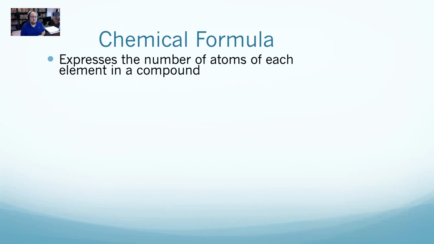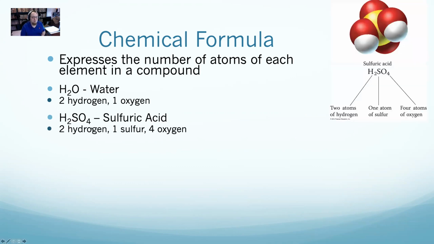Take, for example, water. Water is H2O. What that means is water is 2 hydrogens, 1 oxygen. I know that because H is the symbol for hydrogen, O is the symbol for oxygen. And anything subscripted, it's saying how many of that element. If there is no subscript, it means 1. So H2O means 2 hydrogens, 1 oxygen. Sulfuric acid is H2SO4. That means there's 2 hydrogens, 1 sulfur, 4 oxygens.